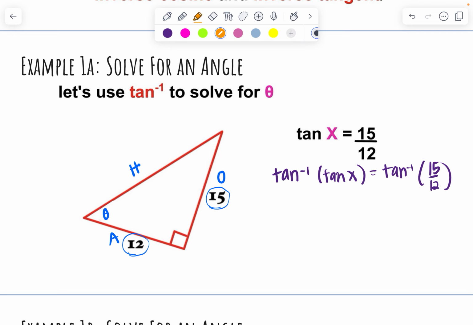And then you would put this in your calculator. For most of the calculators, you just push second and then tangent, and that will bring up inverse tangent. So you would do inverse tangent of 15 divided by 12. Here, the inverse tangent and tangent cancel each other out. So we would be left with x is about 51.34 degrees.